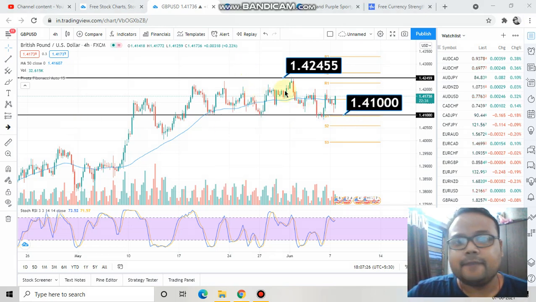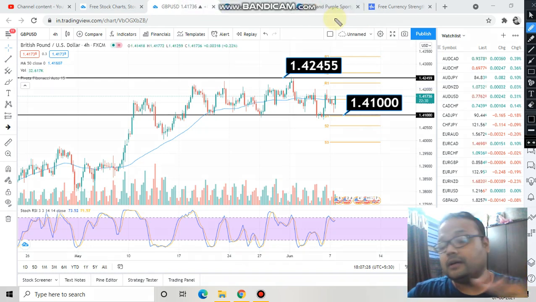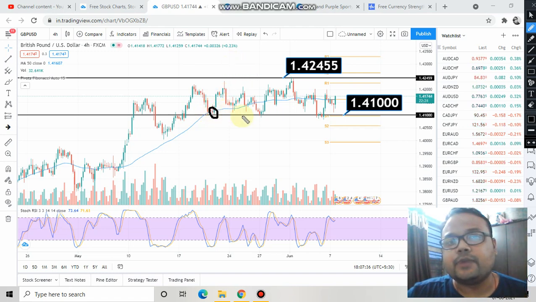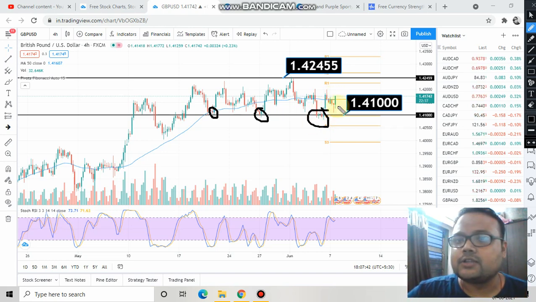And you can see that right now the market is in a range. Whenever the market faces selling pressure, it takes support at this price level. So this level is acting as a valid support. Therefore, right now the market has gone up, and it is trading in the middle.